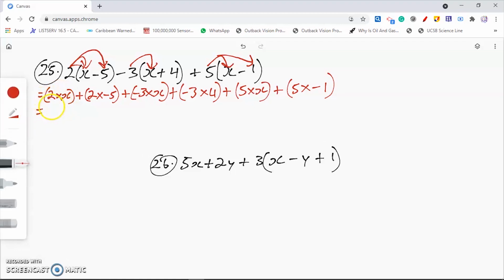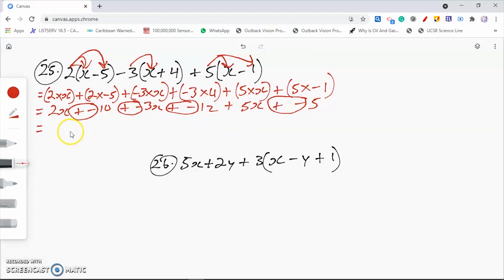2 times x is 2x plus 2 times negative 5 is negative 10. Bring down the plus sign. Negative 3 times x is negative 3x. Negative 3 times 4 is negative 12. 5 times x is 5x. Plus 5 times negative 1 is negative 5. So we have to simplify now because we have a few double signs in between terms. So we have to get rid of those, or multiply them rather.